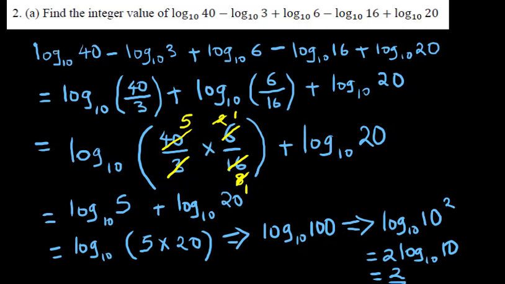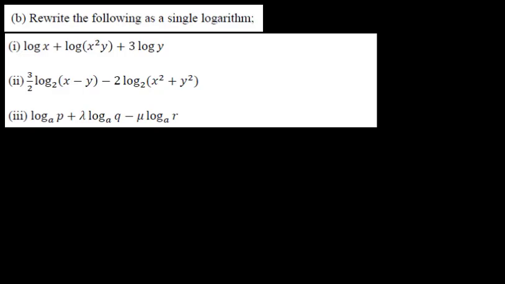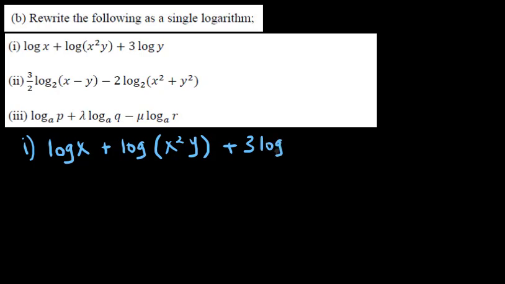We can quickly move to B. So B says rewrite the following as a single logarithm. So we can start with our first one. This is log x plus log x squared plus log x squared y plus 3 log y.